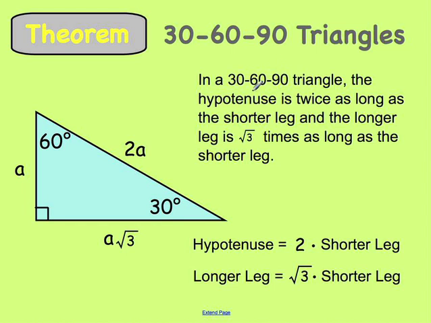For 30, 60, 90 degree triangles, the hypotenuse is twice as long as the short leg, and the long leg is going to be root 3 times as long as the short leg. We know that it's the short leg if it is opposite of our 30 degree angle, and the long leg is going to be opposite of our 60 degree angle. The hypotenuse will always be opposite of the right angle.